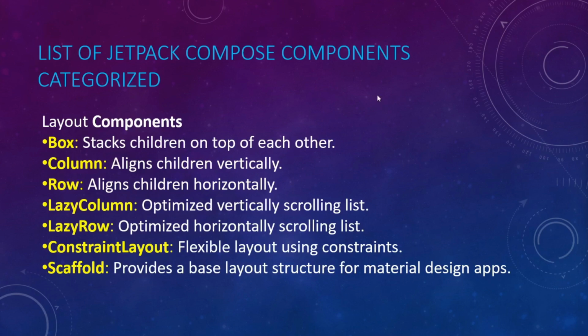So first is the Box composable, or Box layout. Box stacks composables on top of each other. And second is the Column composable, so we can align our components vertically, and use the Row composable to align our components horizontally. And LazyColumn and LazyRow: LazyColumn is optimized for vertically scrolling lists and LazyRow is for horizontal ones.